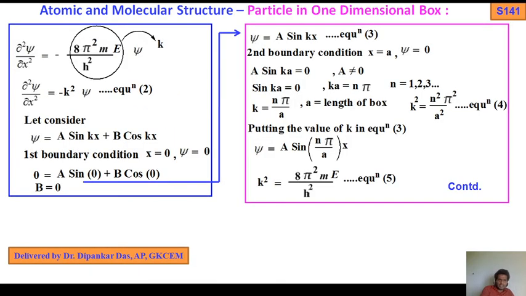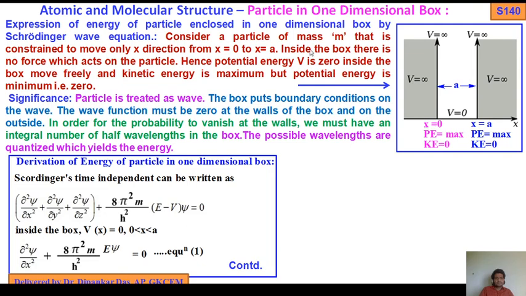Again I will recap this. Consider a particle of mass m that is constrained to move only in the x direction from x equals 0 to x equals a. Inside the box there is no force which acts on the particle, hence potential energy V is 0 inside the box and the particle can move freely. Kinetic energy here is maximum but potential energy is 0.